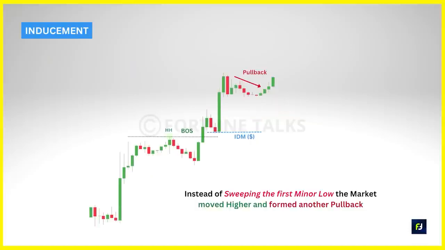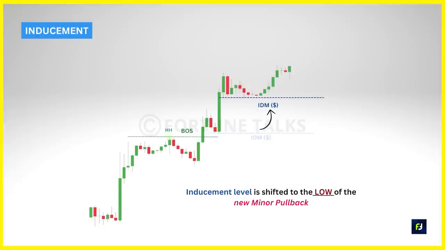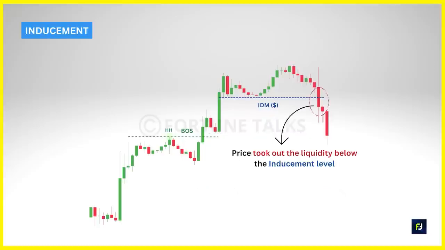The price formed another minor pullback. Keep in mind that the minor pullbacks can be a single bearish candle or a group of candles against the bullish price flow. When price forms a new pullback, then we will shift our inducement level at the low of this pullback. And if the price still moves higher without taking out the liquidity below this pullback's low, then once again we can shift our inducement level to the minor pullback formed at the higher level. And in this case, the market has taken out the inducement as the price has crossed below the pullback lows.